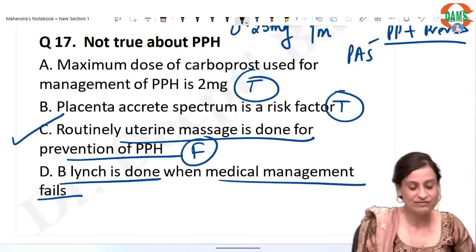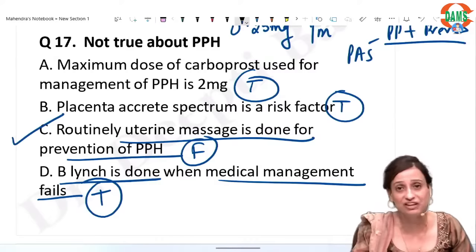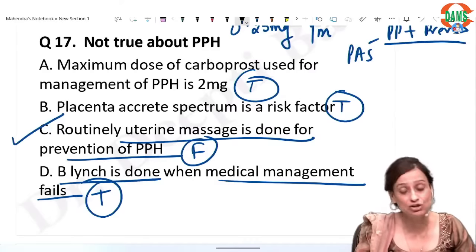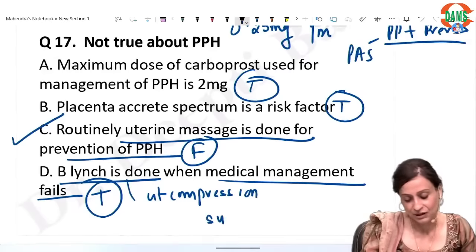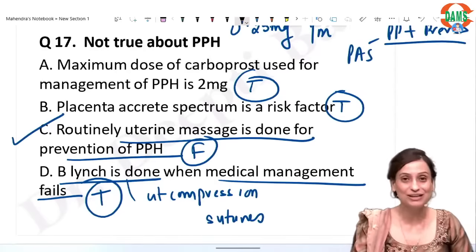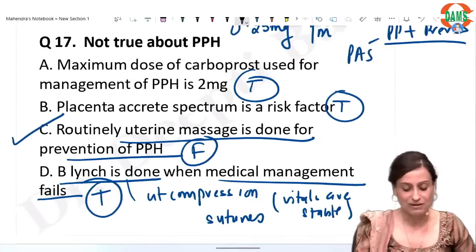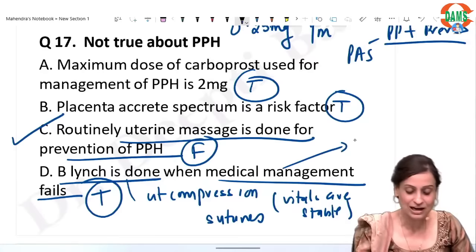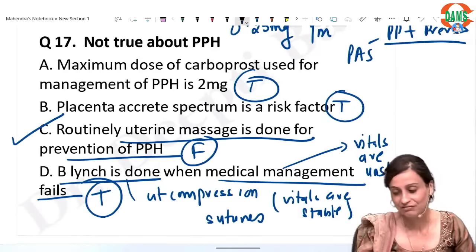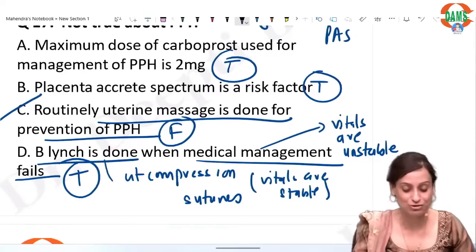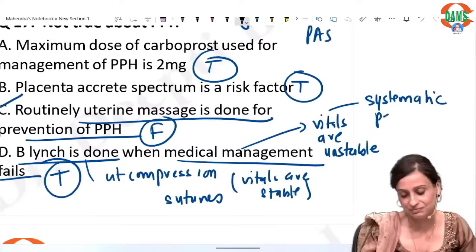B Lynch is done when medical management fails. Yes. So when medical or conservative management fails, then we move on to B Lynch, which are uterine compression sutures. But please remember, these compression sutures are usually done when the vitals are stable. If your patient has failed medical management and vitals are unstable, what are you going to do then? If vitals are unstable, then you have to proceed to systematic pelvic devascularization.